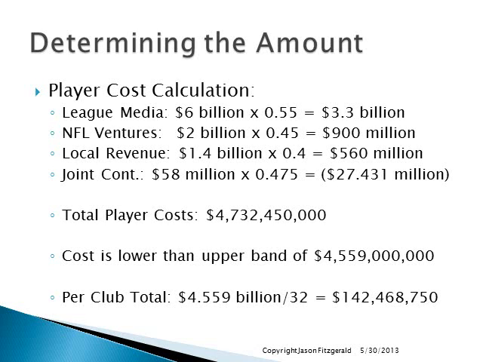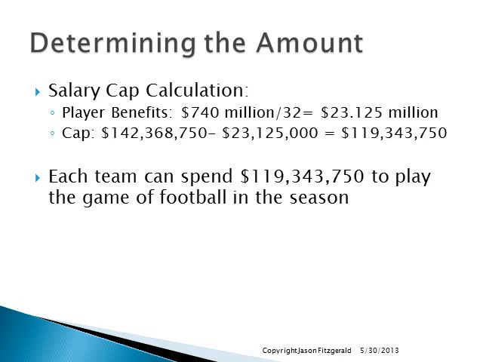So to come up with the amount of money per club, we just simply take that figure and we divide it by 32. So each club in this league year will have $142,468,750 to spend on players. To actually calculate the salary cap, we take the player benefits, which we guesstimated at $740 million. That works out to $23.125 million per team. We subtract that from the number, and you come up with a salary cap of $119,343,750. That is each team's amount that they can spend in accounting dollars for football in this league year.